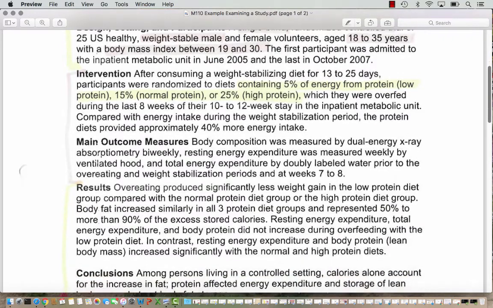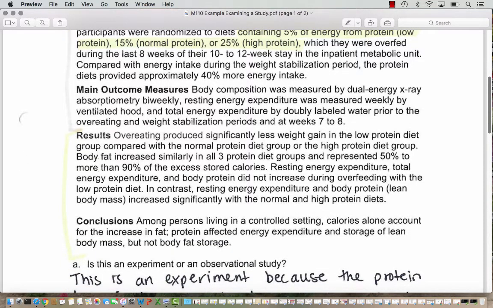All right, then the intervention is described. So the participants first consumed the same weight stabilizing diet for 13 to 25 days. Then they were put on these 3 different diet plans: low protein, normal protein, and high protein. And then we're told they were overfed during the last 8 weeks of their 10 to 12 week stay. Then we're told how they did their measurements. So here's where some of the medical terminology comes in, how they measured the energy expenditure with a hood and water. And then we're given the results.